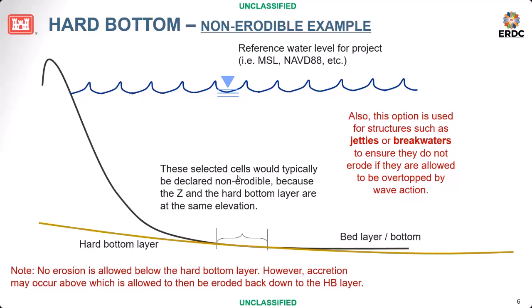And so you could select those cells and then say, hey, these are non-erodible. It'll allow you to accrete material on top of it and then re-erode back down to that hard bottom again. And this is typically used for structures like jetties and breakwaters and things like that. But there may be other situations where you might want to provide this capability as well.